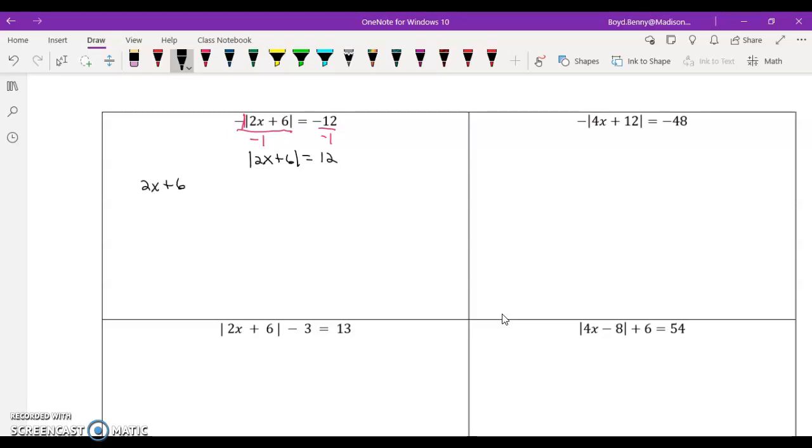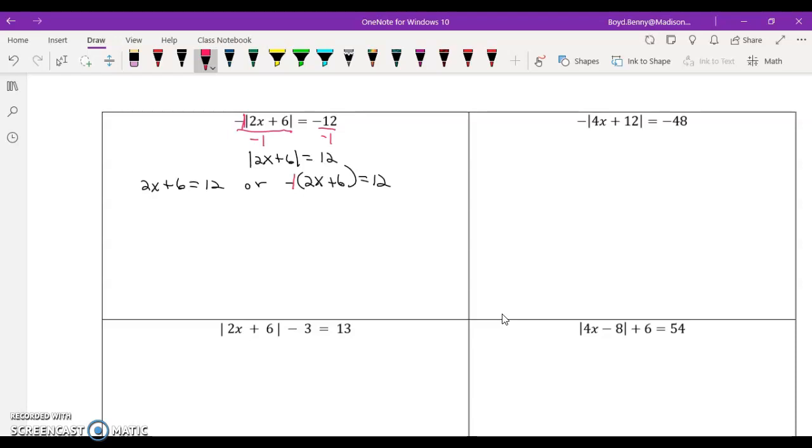And yes, this is necessary. Some of you are going to question this. Or the opposite of 2x plus 6 equals 12. Okay, don't forget there's a -1 here. All right, so let's go ahead and solve this one.